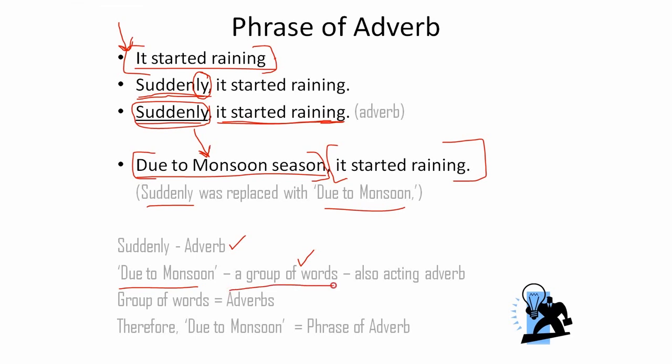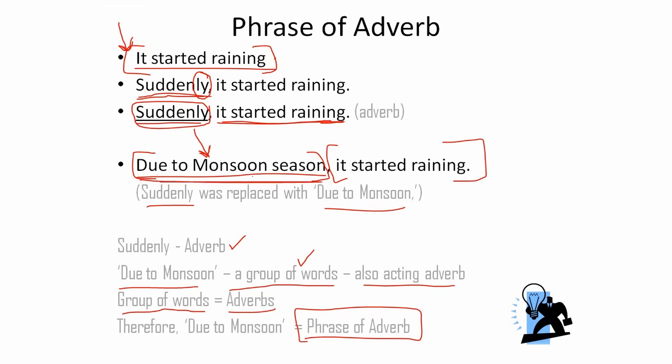వీ నో దట్ సడన్లీ ఈజ్ అన్ అడ్వర్బ్, డ్యూ టు మాన్సూన్ ఈజ్ అ గ్రూప్ ఆఫ్ వర్డ్స్. ఈ గ్రూప్ ఆఫ్ వర్డ్స్ అడ్వర్బ్స్ చోట వచ్చింది కాబట్టి దే ఆర్ ఆల్సో యాక్టింగ్ యాజ్ అడ్వర్బ్. సో గ్రూప్ ఆఫ్ వర్డ్స్ విచ్ ఆర్ యాక్టింగ్ లైక్ అడ్వర్బ్స్ ఆర్ కాల్డ్ యాజ్ ఫ్రేస్ ఆఫ్ అడ్వర్బ్. ఫ్రేస్ మీన్స్ గ్రూప్ ఆఫ్ వర్డ్స్. సో గ్రూప్ ఆఫ్ వర్డ్స్ ఇక్కడ ఒక సెంటెన్స్ స్టార్ట్ అయ్యే ముందే రావచ్చు అన్నమాట ఇలా.